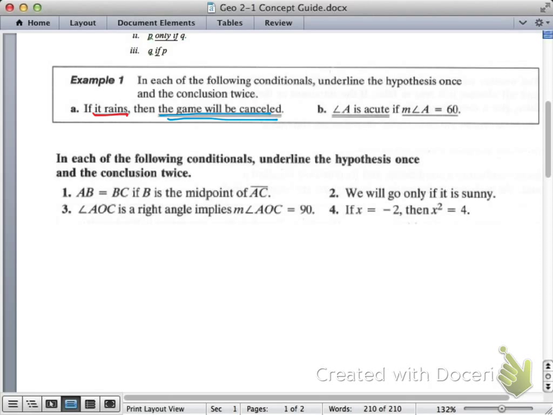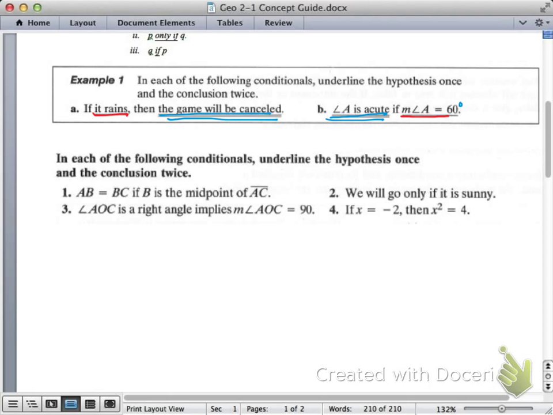It's less obvious if it uses only the word if. So be careful here. It says angle A is acute if the measure of angle A equals 60 degrees. They should have put the degree symbol. That's frustrating. Anyway, if it uses just the word if here, the measure of angle A equals 60 degrees is the hypothesis, and angle A is acute is the conclusion. So if it uses just the word if, then the conclusion usually will come first.